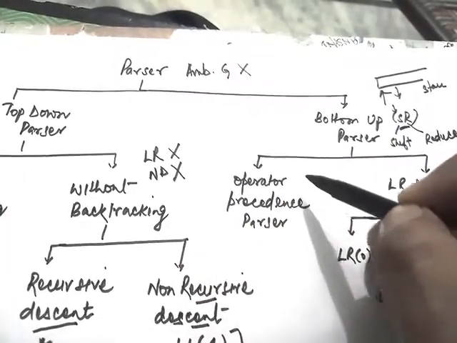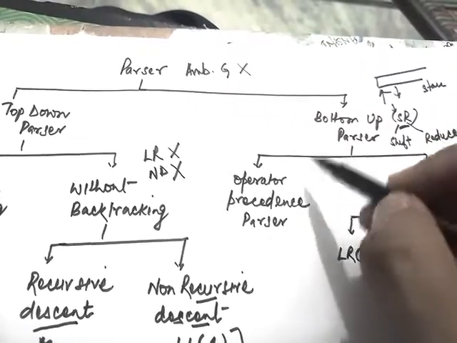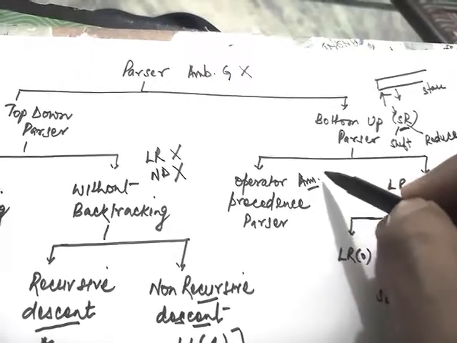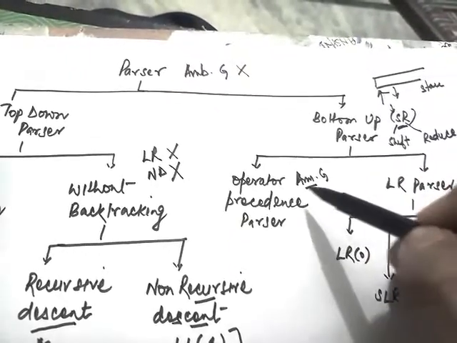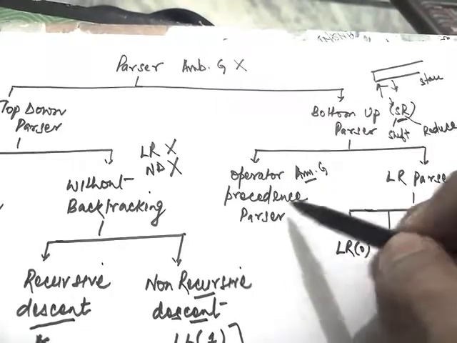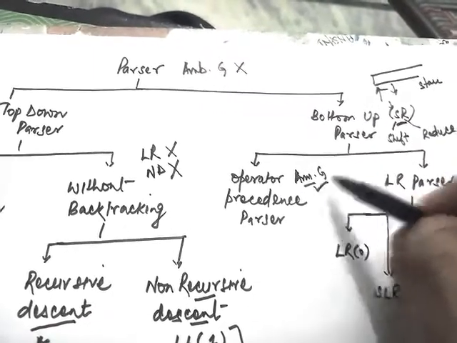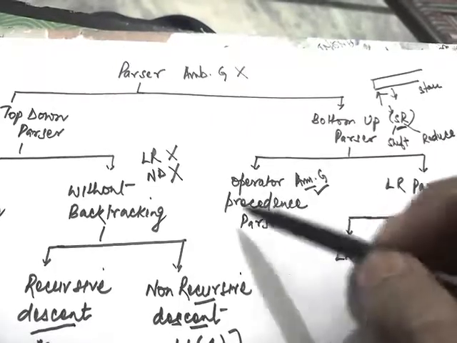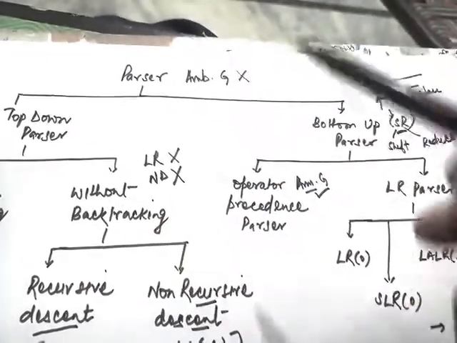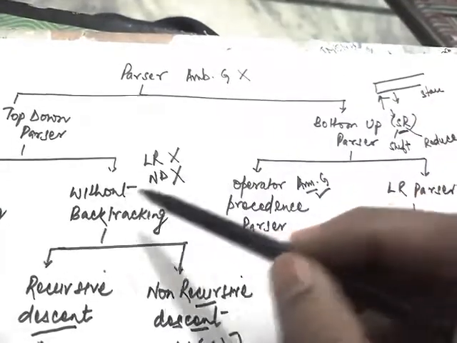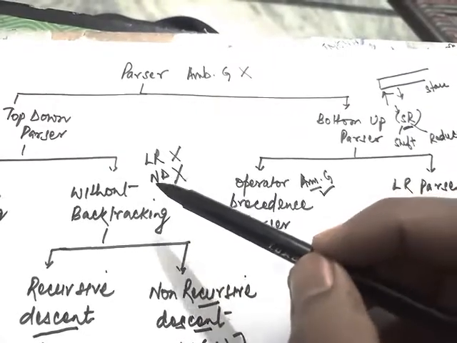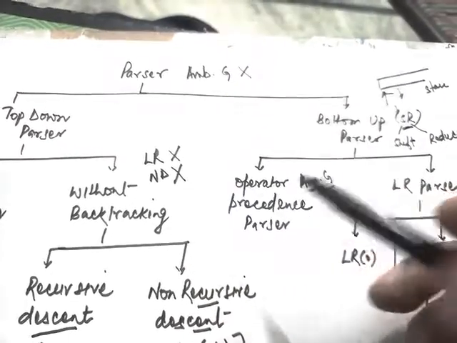But one more thing is that the operator precedence parser supports ambiguous grammar. We will discuss how, but at this moment you can just make a point that the operator precedence parser supports ambiguous grammar, but except for this parser, all other parsers do not support ambiguous grammar. Top-down parsers do not support left recursion, and they do not support non-deterministic grammar.